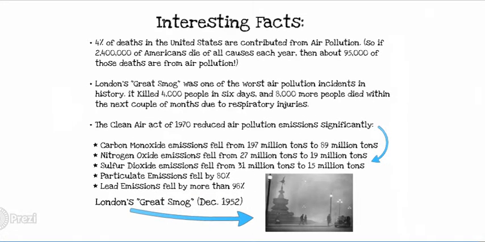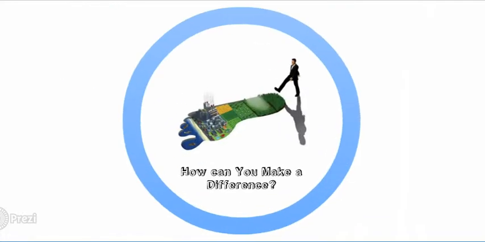Interesting facts. This picture shows London's Great Smog, which was one of the worst air pollution incidents in history. 4,000 people were killed in 6 days and 8,000 more people died within the next couple of months due to respiratory injuries.